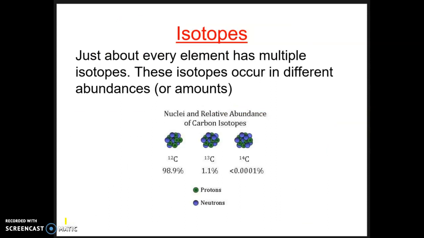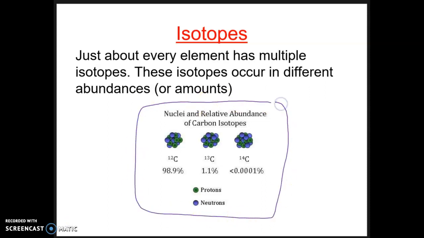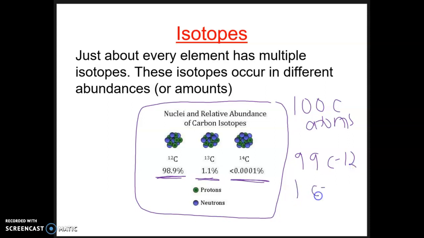And here's carbon. This shows the 3 isotopes of carbon. 98.9% of all carbon atoms on Earth are carbon-12. 1% are carbon-13, and then less than 1% are carbon-14. So that means if you had a sample of 100 carbon atoms, 99 of them would be carbon-12, 1 would be carbon-13, and you probably wouldn't even have a carbon-14.